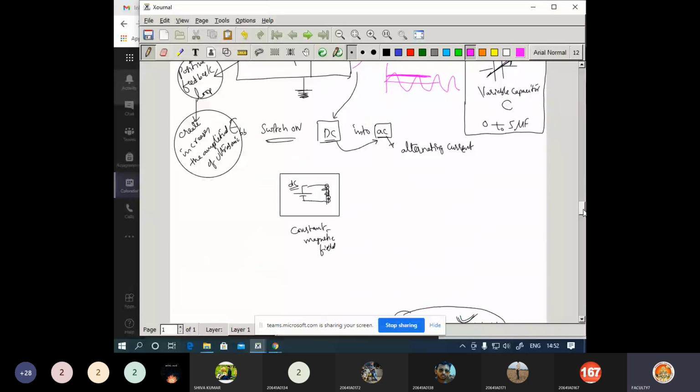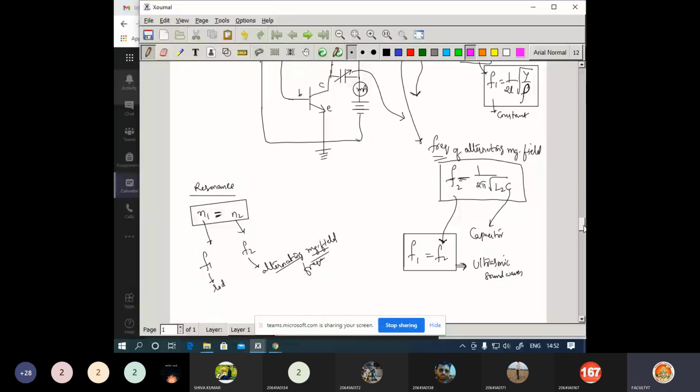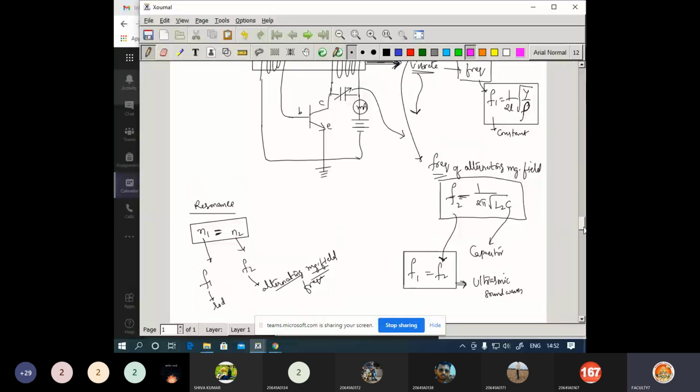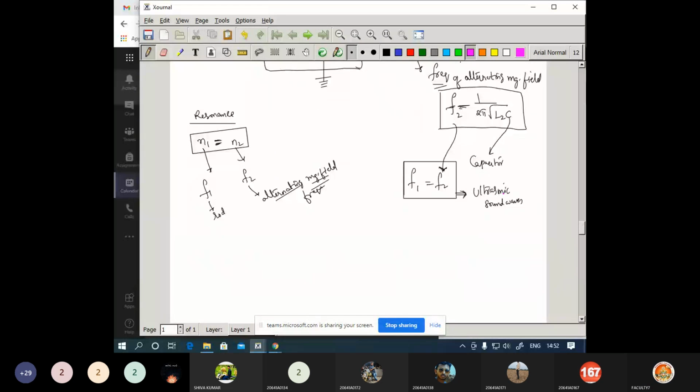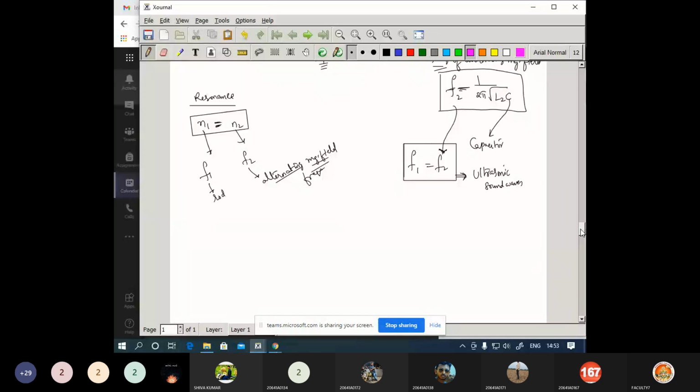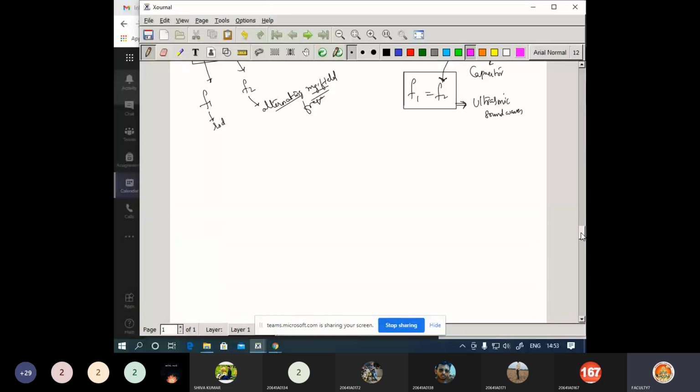Now here we are explaining the resonance concept. If the frequency of vibrations of the rod and the frequency of the vibrations due to the magnetic field are both equal, then you will get waves which are equal to the ultrasonic sound waves. And how are you going to control the alternating magnetic fields? By means of the variable capacitor. That is the concept.